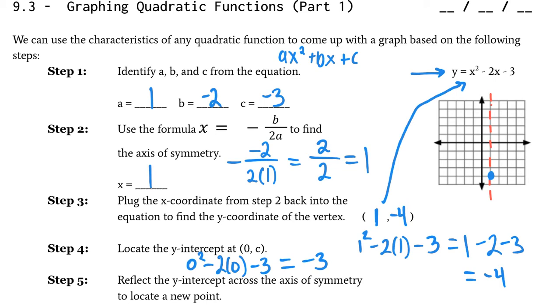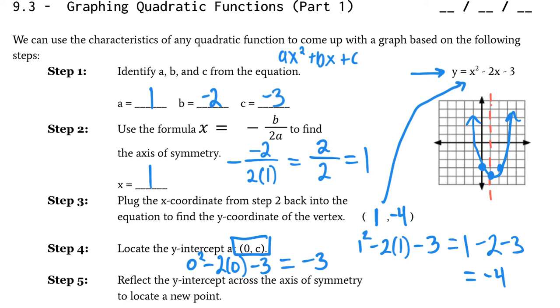All right, the other thing you can do is notice it tells us it's at 0 comma c. Well, we said our c value was negative 3, so we could have done it that way as well. All right, so if I plot the point 0, negative 3, I have it. Now, since this graph is symmetrical, whatever's on the left side can get flipped over on the right side. So this point is one space away from the axis of symmetry, so I'm going to go one space in the other direction. Now it's symmetrical, and I can draw my sketch.